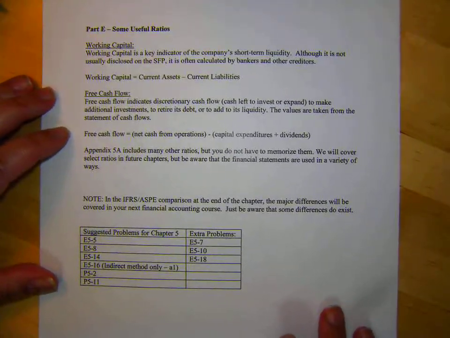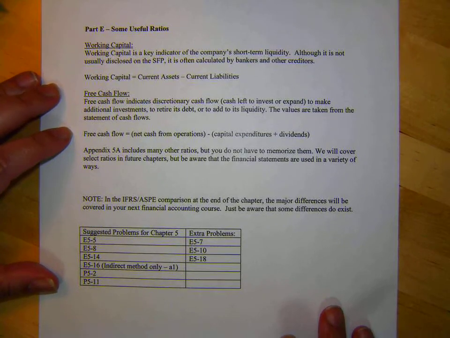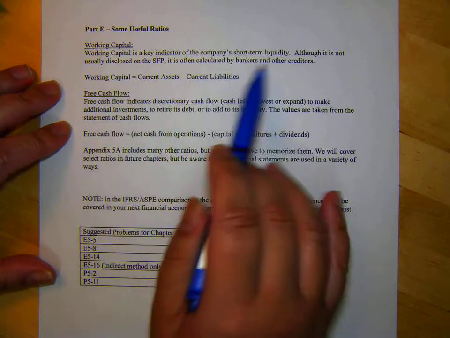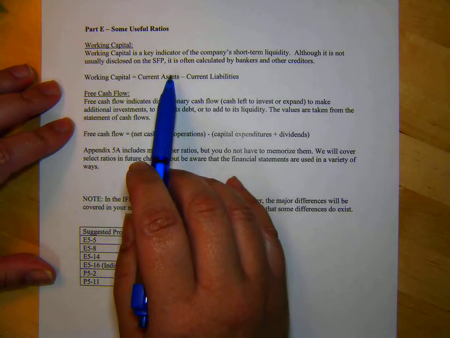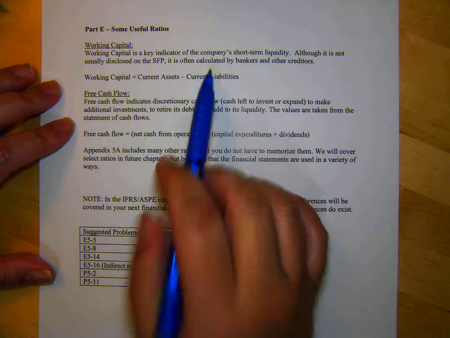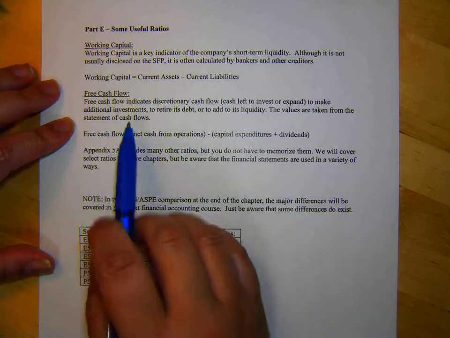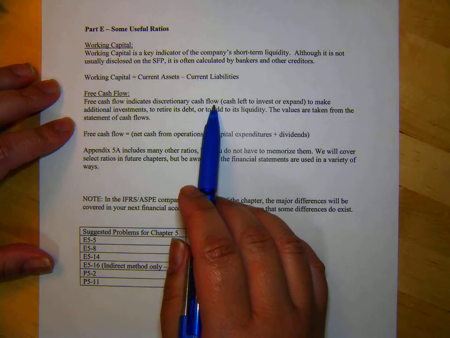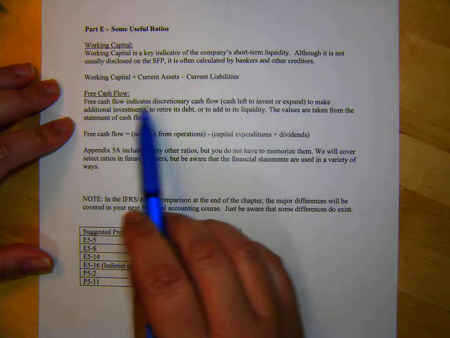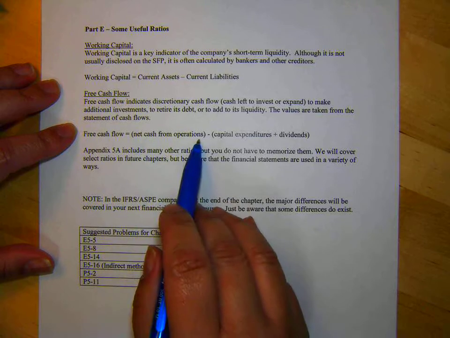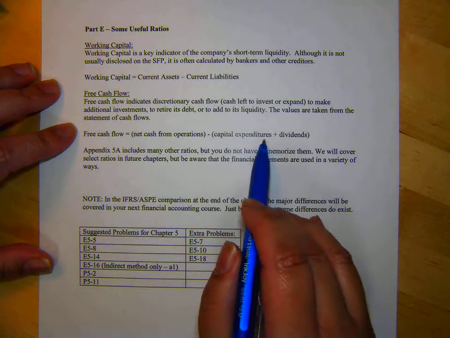These are just some useful ratios. Again, you learned these last year. Working capital used to calculate short-term liquidity. In the short term, if they had to, how much money could they get? So it's just current assets minus current liabilities. Free cash flow means discretionary cash flow. You can make additional investments, retire debt, add to its liquidity. So net cash from operations minus capital expenditures plus dividends.